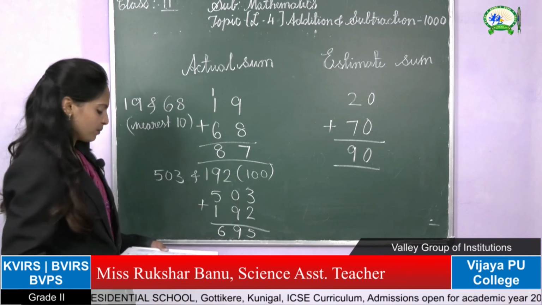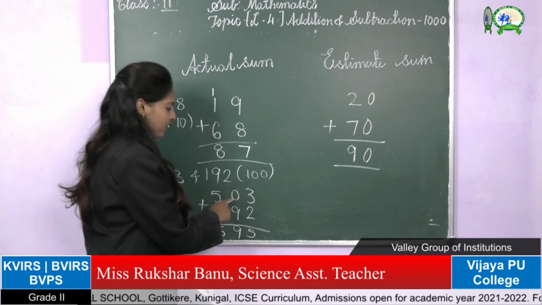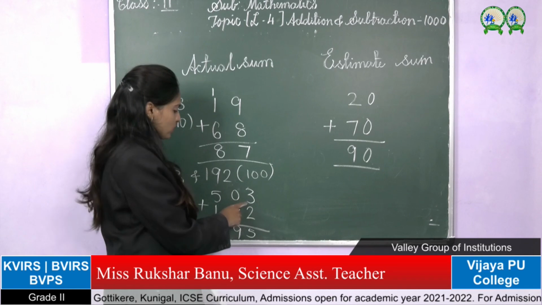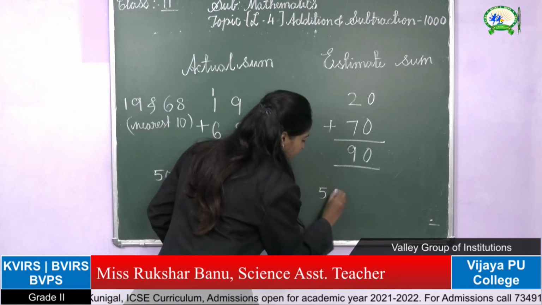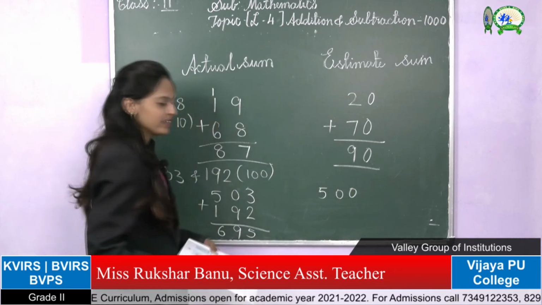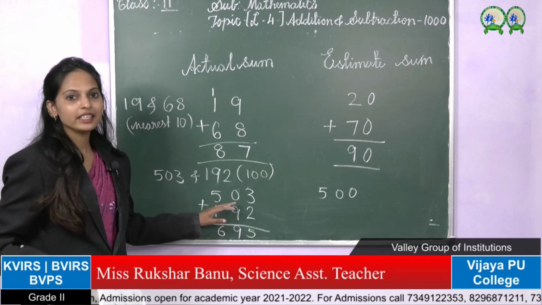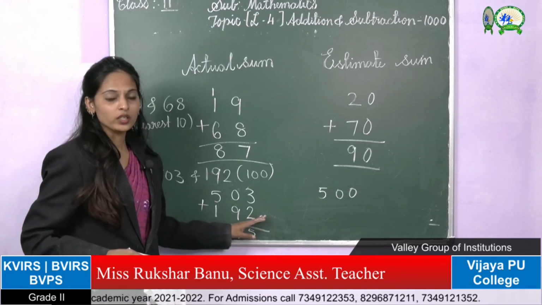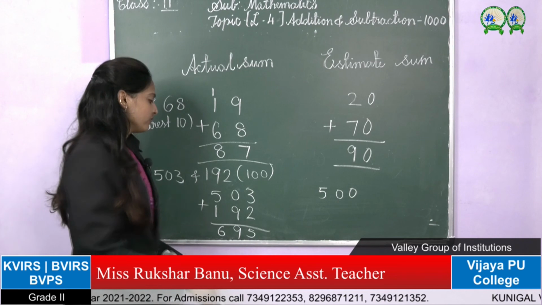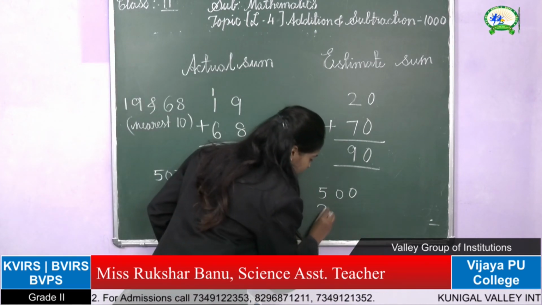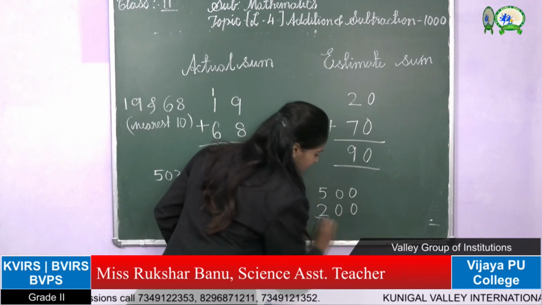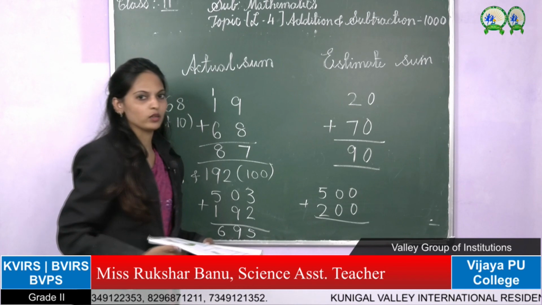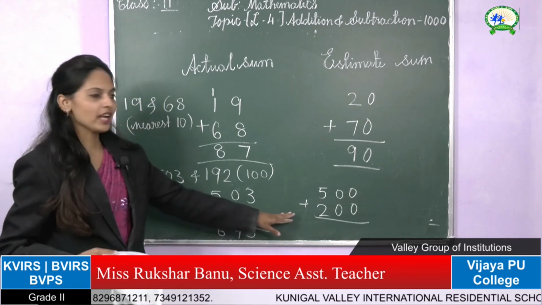So for the estimate sum, nearest 100 means, for 503 the nearest 100, which one? Yes, that is 500 only. Okay, because 500 is near to 503. Next hundreds. Again 192 nearest hundreds is what? Yes, 192, that is 200. Yes, 200 is the nearest number. Okay, in hundreds. So here we have to calculate.